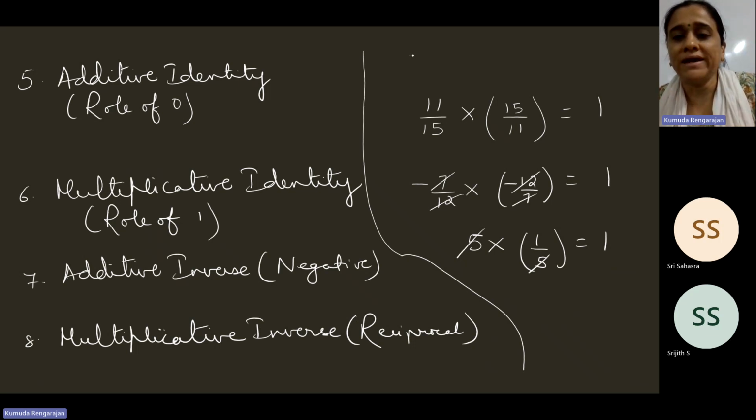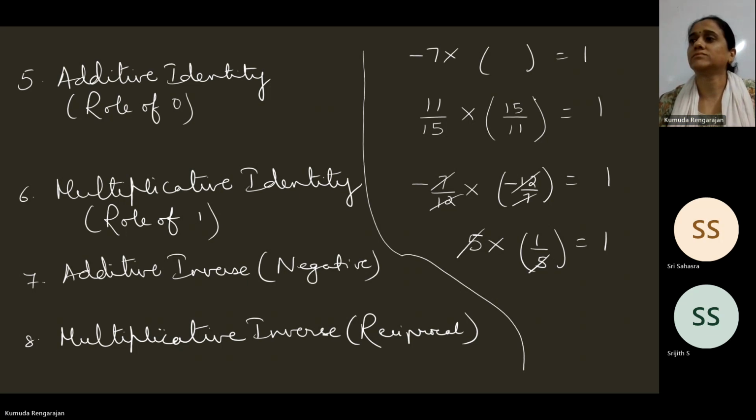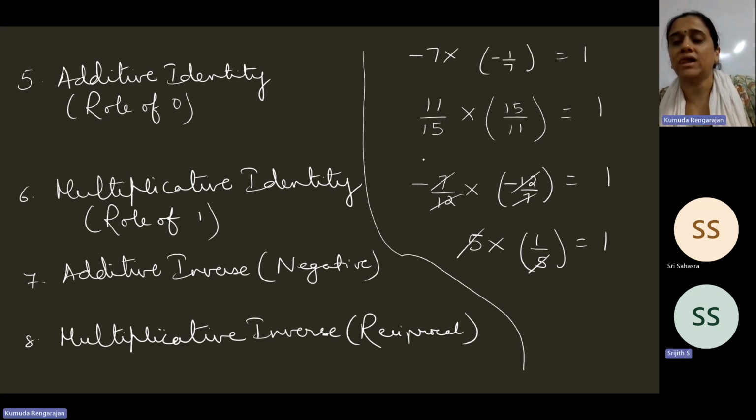So minus 7 into what will give you 1? Minus 1 by 7. Correct. 7 and 7 cancel. Minus into minus plus 1.